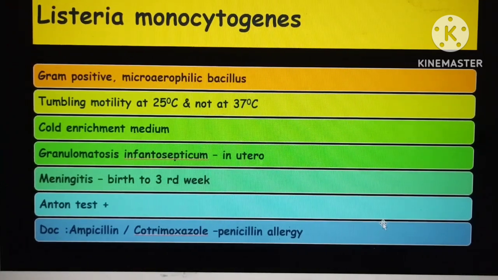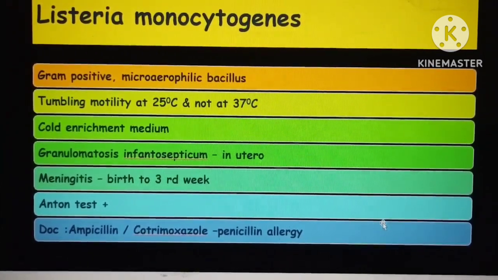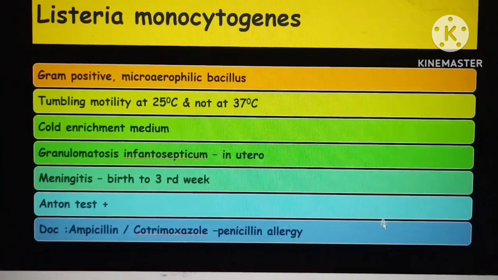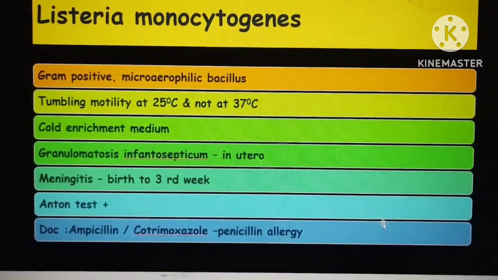Okay. So this completes the gram-positive bacilli, non-spore bearing organisms. In the next video I will be covering the gram-negative bacilli.